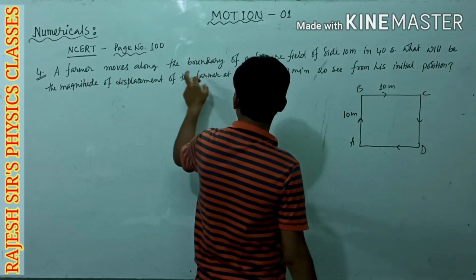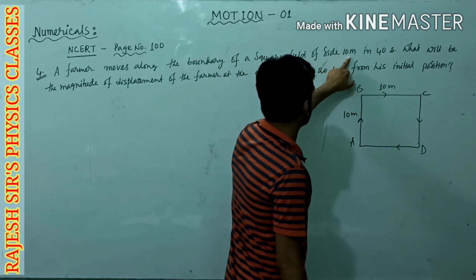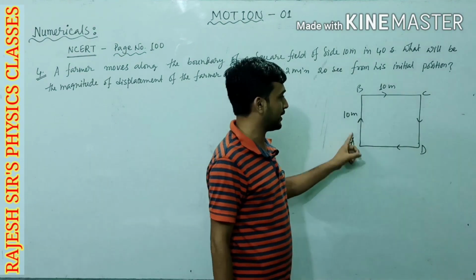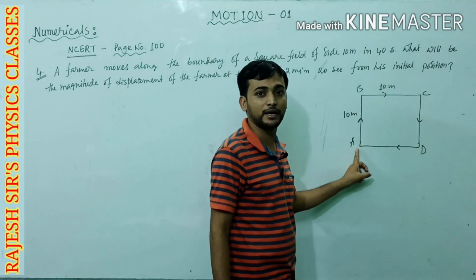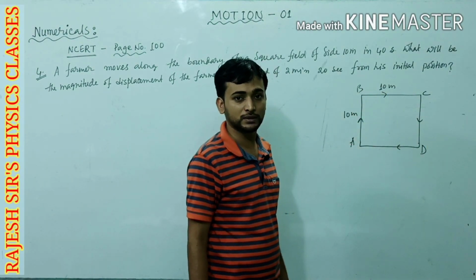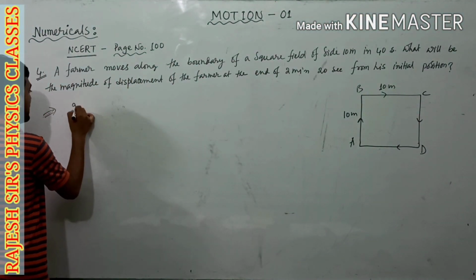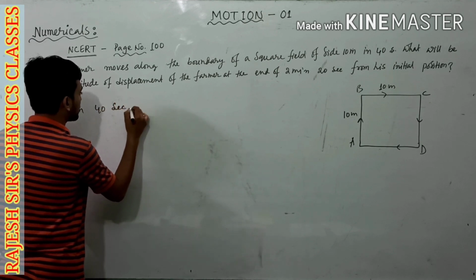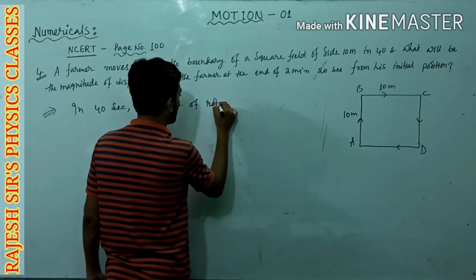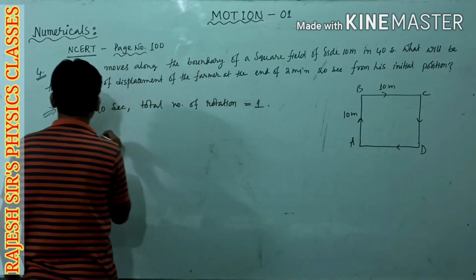It is given that a farmer is moving along the boundary of a square field of side 10 meter in 40 seconds. After starting from point A, just at the end of 40 seconds, the farmer reaches the point A again, once going through the boundary of the square field. So we can write, in 40 seconds, total number of rotation along the boundary of the square field is equal to 1.